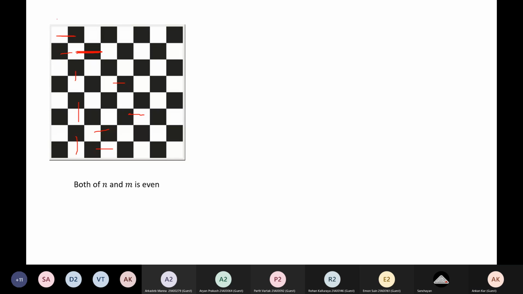And why is that? If you are getting an even number of cells here and an even number of cells here, then no wonder you can put it here or here, that doesn't matter. You can even put it here. Got my point? You can shift the horizontal dominoes.